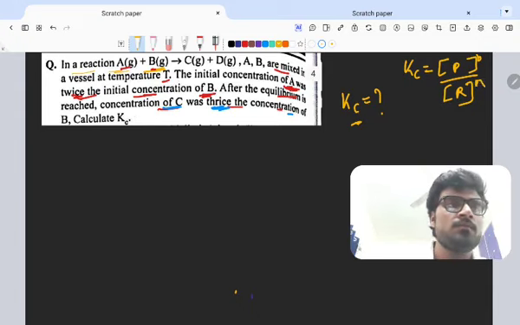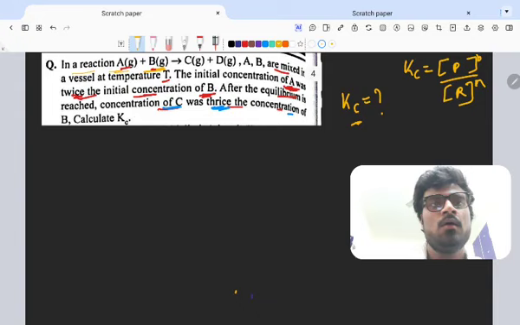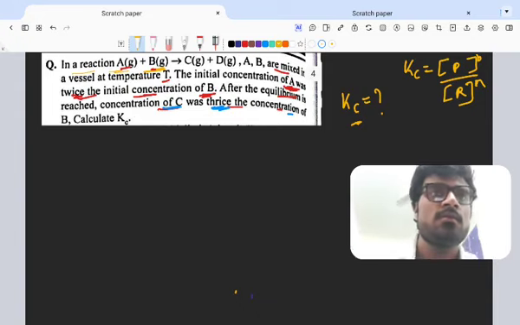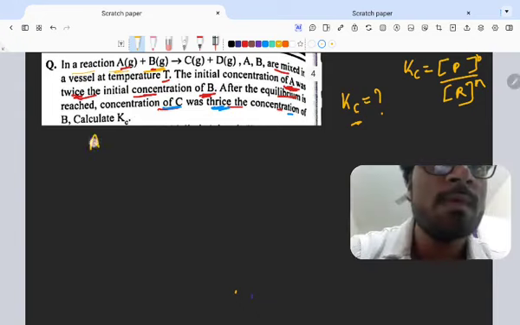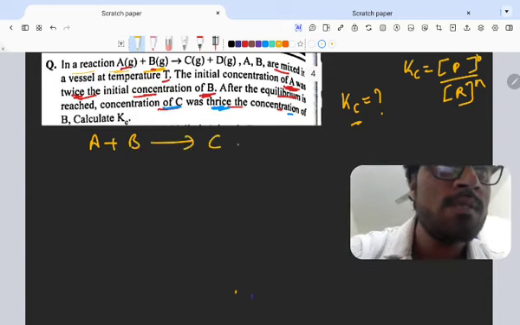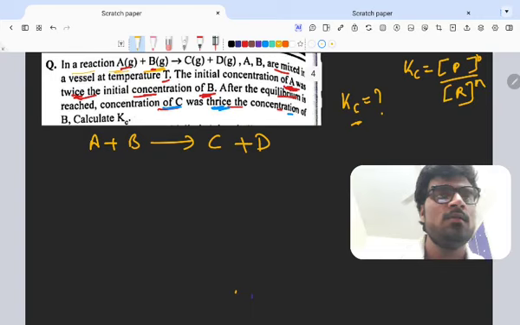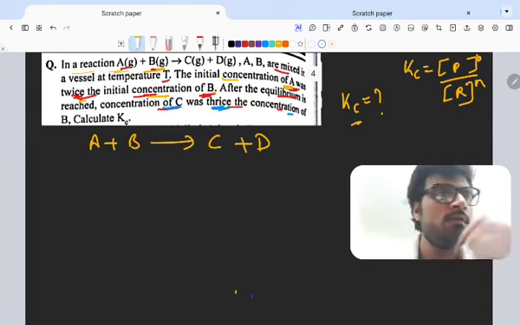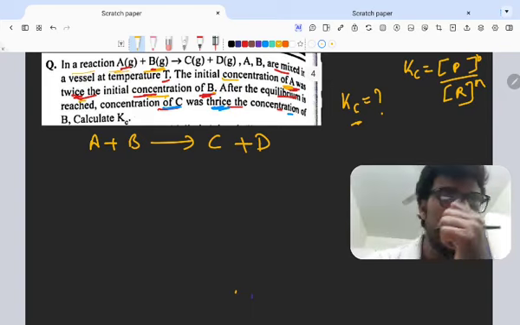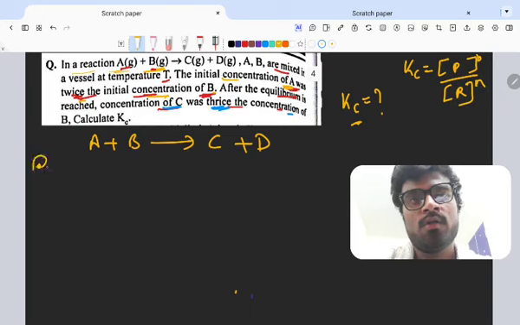So let's do some questions. Let's see this question, a very, very simple question really. In a reaction A plus B gives C plus D, A and B are mixed in a vessel at temperature T. The initial concentration of A was twice the initial concentration of B. Let us first understand how to write the chemical equations here and what the terms mean.